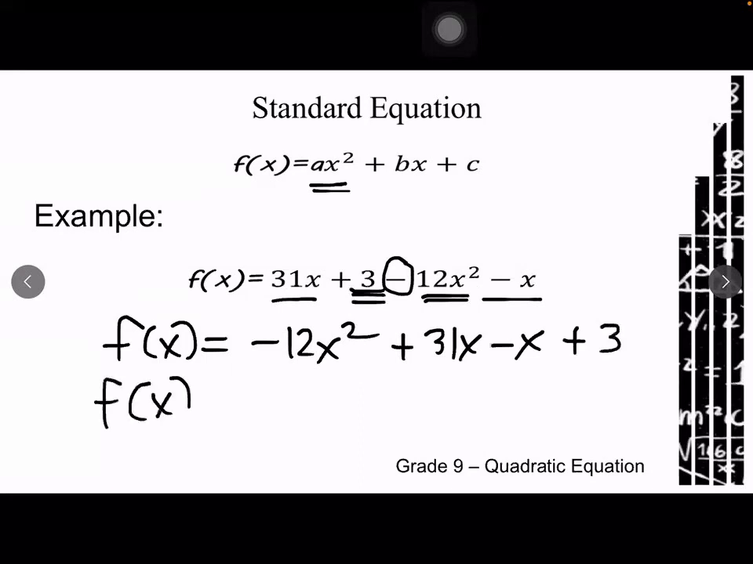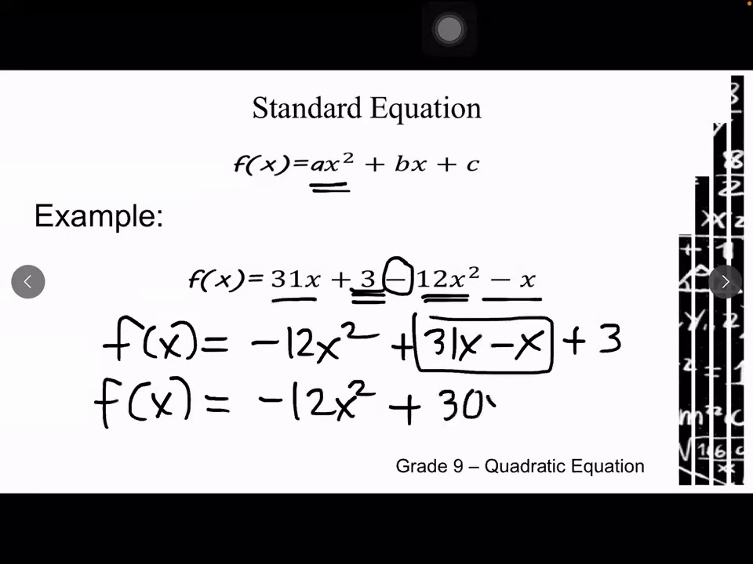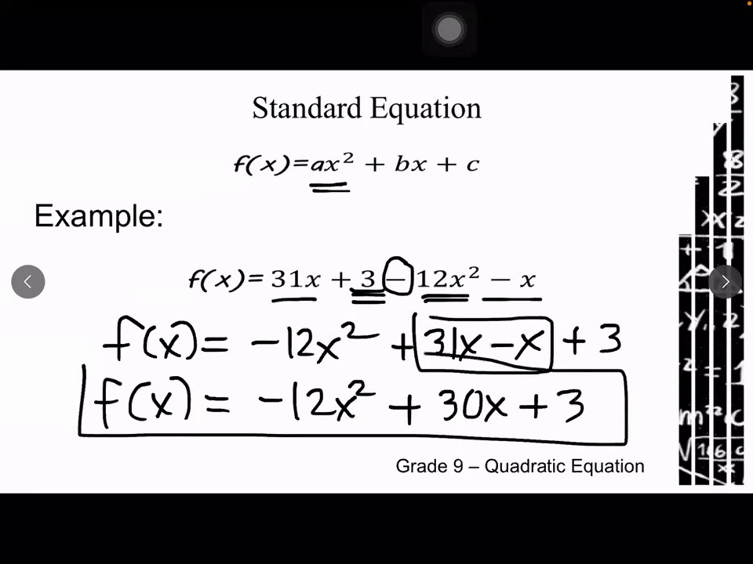Next, combining the like terms, so we have 12x squared. Next, 31x minus x is positive 30x plus 3. Therefore, this is our standard form of the equation after simplifying or converting our expression into standard form. Question po so far?